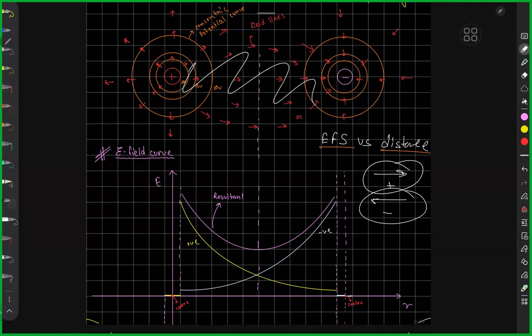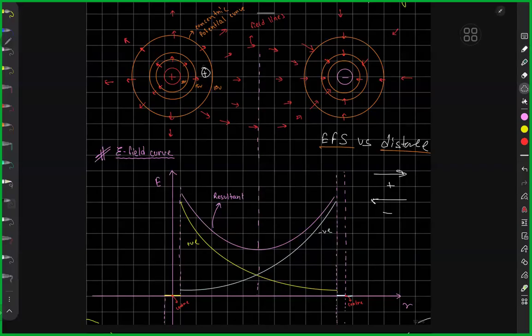I've taken rightward as positive, so it will be in the rightward direction. No matter where my positive test charge is in between this space from here to here, it will always have a net force in what direction? Rightwards. And that is represented by the field lines. So if you just look at the field lines, that gives you the answer.